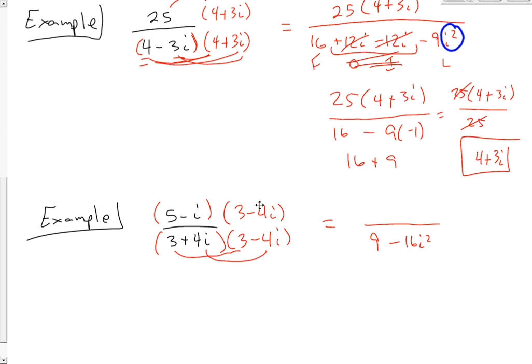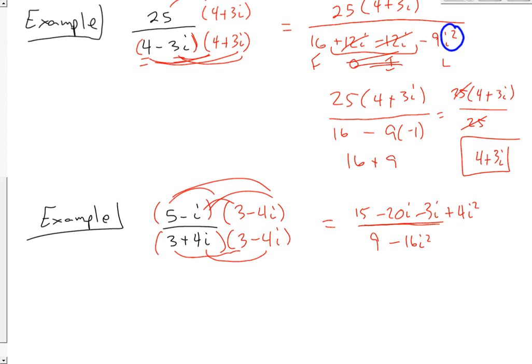In the numerator, these are not conjugates of each other, so I absolutely have to go through the entire FOIL process. So 5 times 3 is 15. 5 times negative 4i would be negative 20i. Negative i times 3 is negative 3i. And negative i times negative 4i is positive 4i squared.